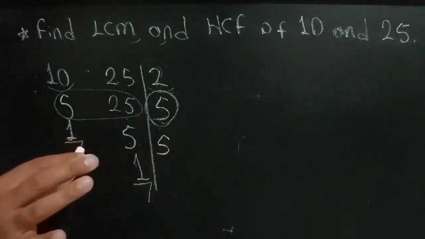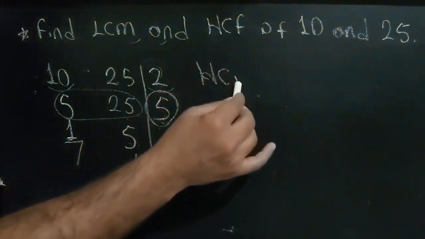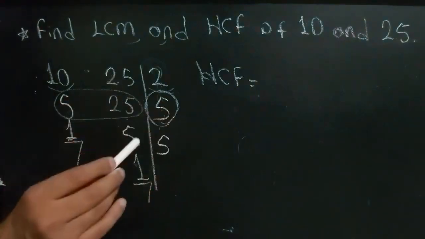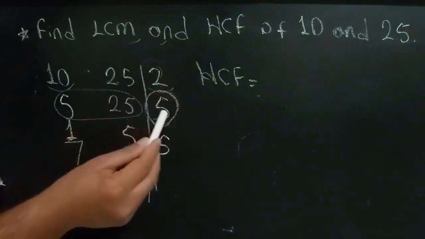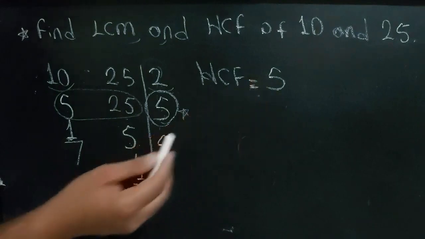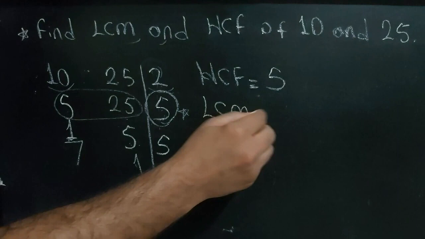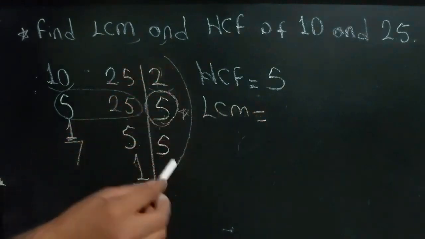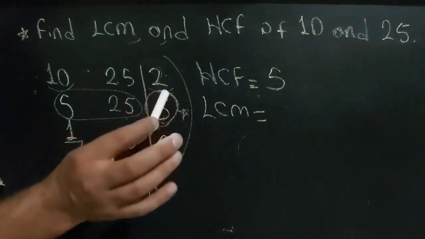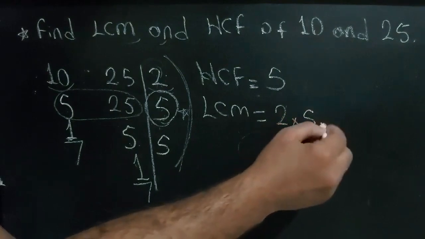Now important, please don't confuse. To find HCF, you multiply circled numbers to each other. For this question, I have just one circled number, which is 5. That's going to be your HCF. For LCM, you multiply all those numbers to each other. Don't say just 2 and 5. This one I use for HCF. No, all numbers. 2 times 5 times 5.